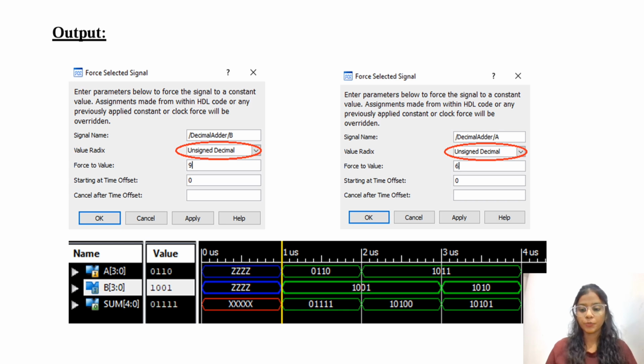And here is the output. We assign 6 for A, which is 0110, and 9 for B, which is 1001, and the sum has 01111.